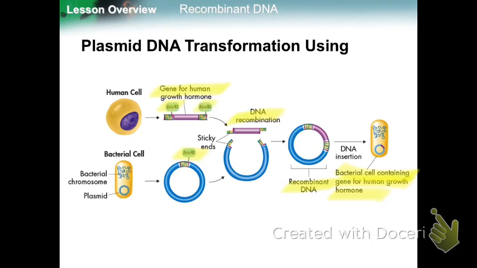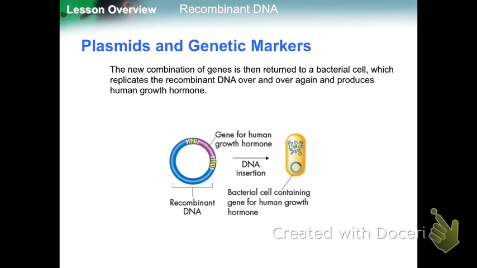The same thing has been done with human insulin. Synthetic or lab-produced insulin is made using bacterial cells. So now that new plasmid, that new combination of genes, is returned to a bacterial cell, replicates the recombinant DNA over and over again, and produces human growth hormone.